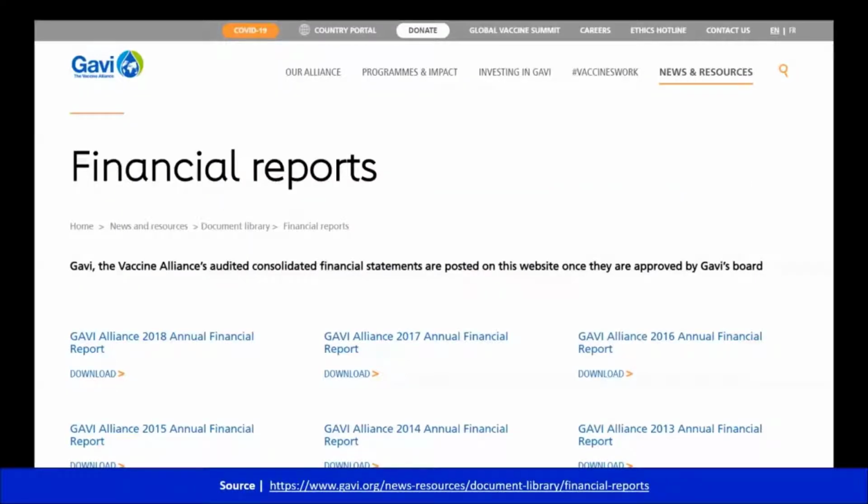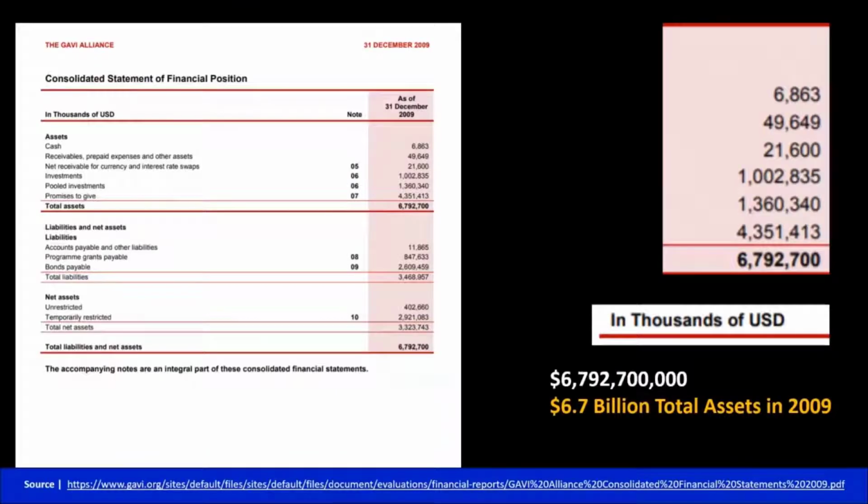Let's look at Gavi's financial reports because I want to try to figure out how much money he's making through Gavi. We're also going to take a look at the financial reports of the Bill and Melinda Gates Foundation. You can go take a look at these yourselves. It's on gavi.org, and their financial reports are located on the top of the screen. So I'm looking at December 31st, 2009. So here's how you have to read these. Blue Cross does the same thing in our financial reports.